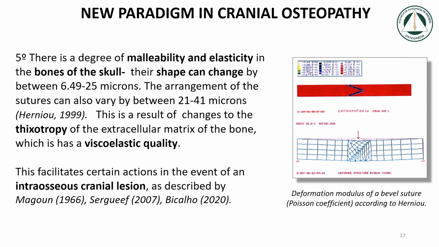5. There is a degree of malleability and elasticity in the bones of the skull. Their shape can change by between 6.49 to 25 microns. The arrangement of the sutures can also vary by between 21 to 41 microns. This is a result of changes to the thixotropy of the extracellular matrix of the bone, which has a viscoelastic quality. This facilitates certain actions in the event of an intraosseous cranial lesion, as described by Magoun, Sergueef, Bichat and many others.